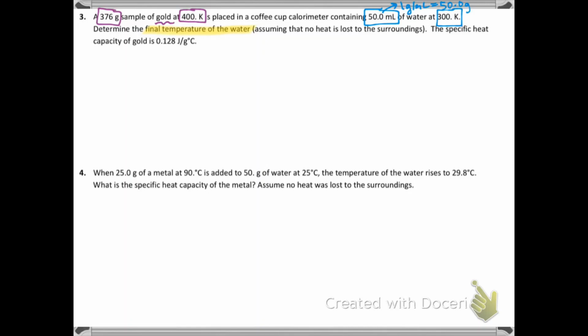All right, now what we want to find is the final temperature of the water. And we're going to assume that no heat is lost to the surroundings. Even though we know that's not true, we're going to pretend. And it gives you the specific heat of gold, which is good, because if they didn't tell us, we wouldn't know what it is. Of course, we already know the specific heat of water.